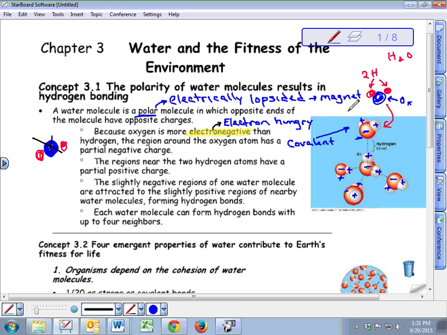to one oxygen. And so what happens is, it's sort of like you just have a bunch of bar magnets and you threw them out in a big pile, and they all kind of are stuck to each other in one big mesh. That's water. That's the reason why water has characteristics that other things don't.